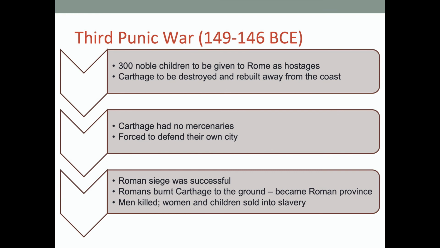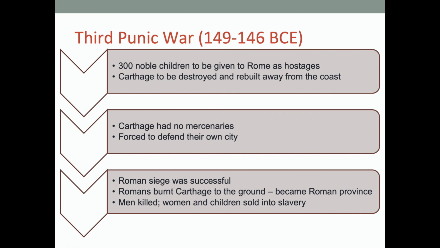But lastly, let's talk about the Third Punic War. So in 149 BCE, Rome declares war on Carthage yet again, and to resolve this, Carthage is required to send 300 noble children to Rome as hostages. The city of Carthage has to be destroyed and rebuilt away from the coast, so removing its status as a port city. Carthage can have no mercenaries. They're forced to defend their own city.